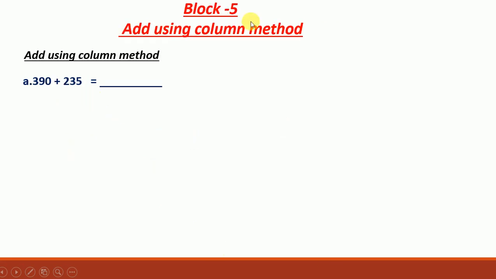Now let us do some practice in the notebook. Write this number in your notebook, okay, and find the answer. I hope everybody completed. You can check your answer now.